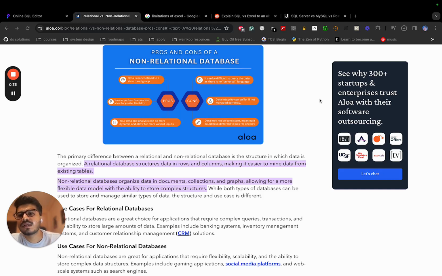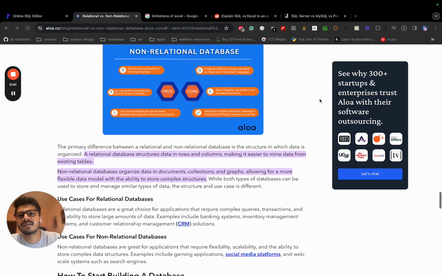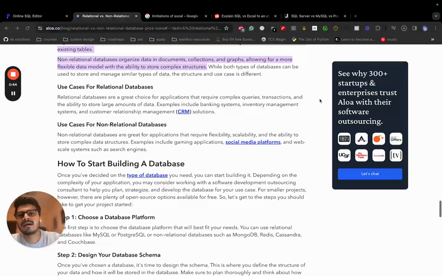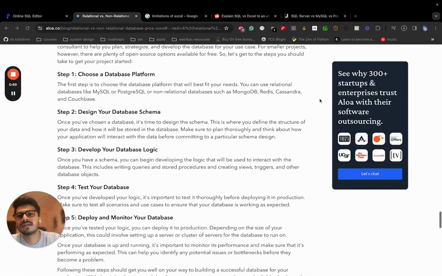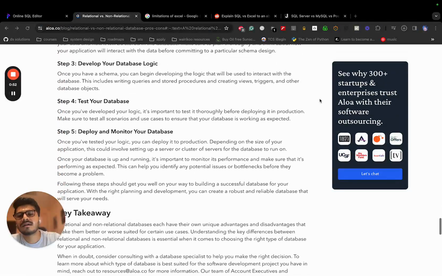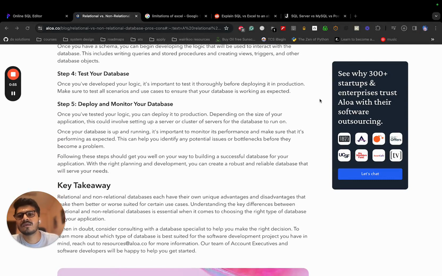There are two types of databases: relational databases and non-relational databases. Relational databases include SQL databases, and non-relational databases include something like MongoDB, or there are a few more. The major difference is that relational databases store data in a tabular format, and non-relational databases store data in key-value pairs. I will dig deeper into this after some time. For now this is enough to understand the major difference between the two.